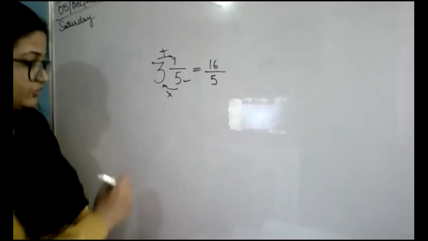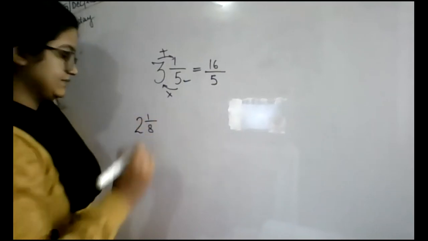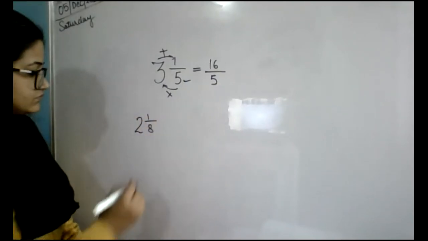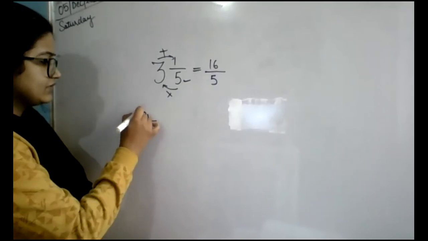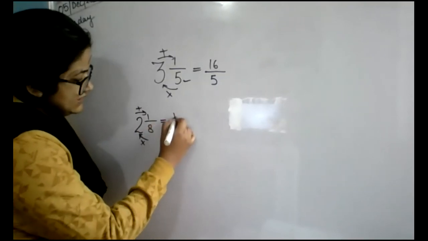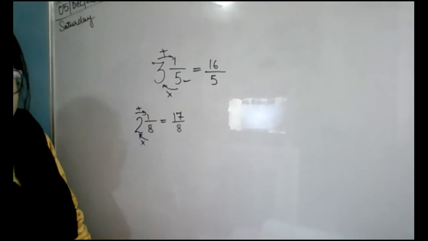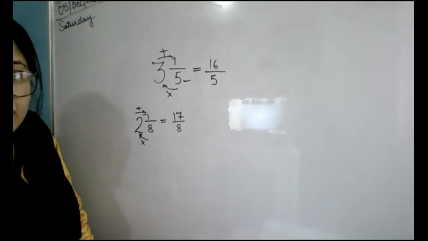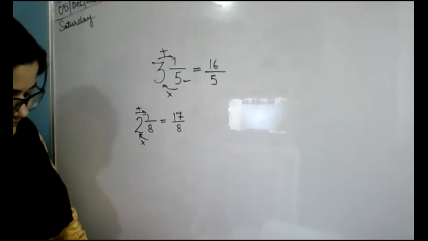Okay. One more question. 2 whole number 1/8. Multiply this number and add this. Ma'am, 8 2s are 16. 17 is the answer. Ma'am, 17 upon 8. 17 out of 8. Out of 8 नहीं होता. 17 upon 8.